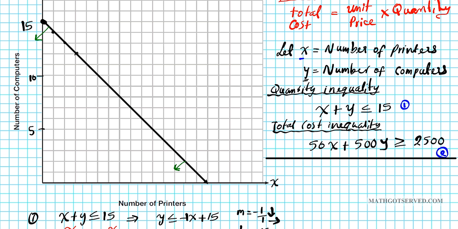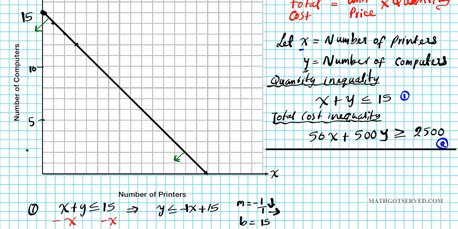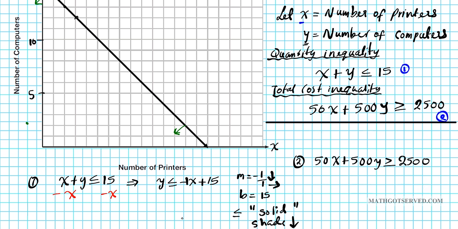Okay, let's take a look at graph number 2. Graph number 2 is 50x plus 500y is greater than 2500. Now this one, we need to do some work here. What are we going to do to make it easy for us to graph? We want to get y by itself. Okay, let me divvy up my workspace so we don't get confused. Okay, so we're going to get y by itself.